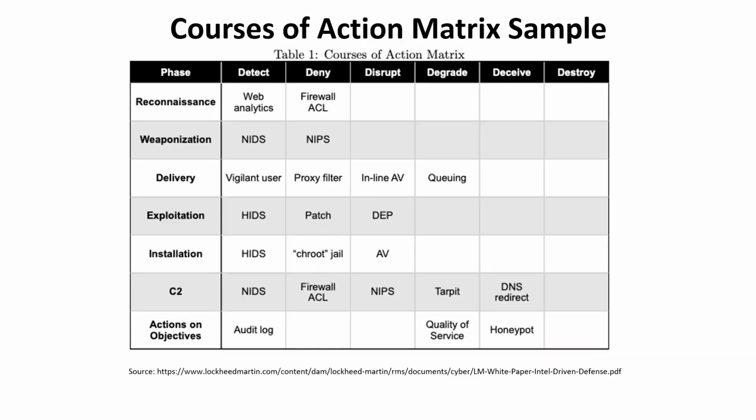This slide depicts an application of the courses of action matrix as illustrated in a paper published by Hutchinson et al. at Lockheed Martin. For example, during the reconnaissance phase, a firewall ACL will deny the successful execution of that kill chain stage. Another example is the use of an inline antivirus to stop the successful execution of the delivery stage of the kill chain.